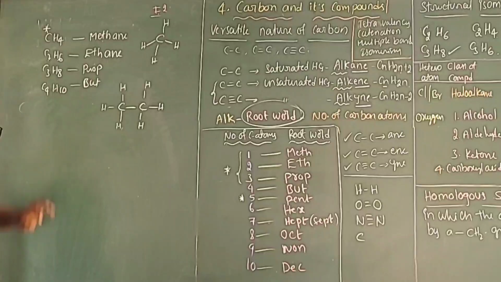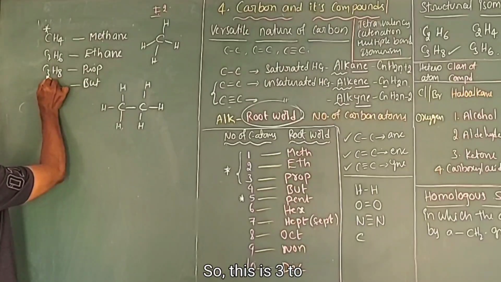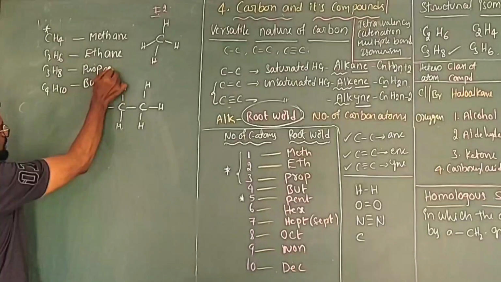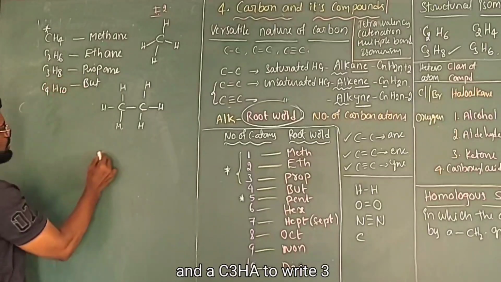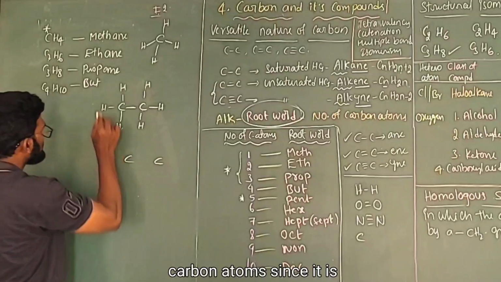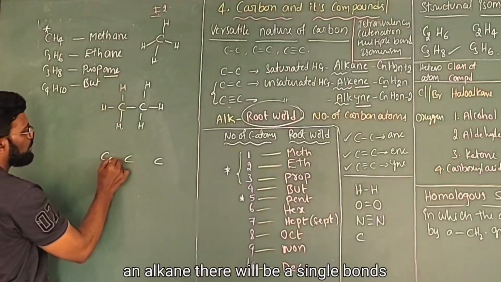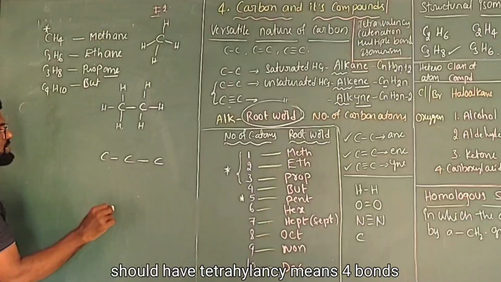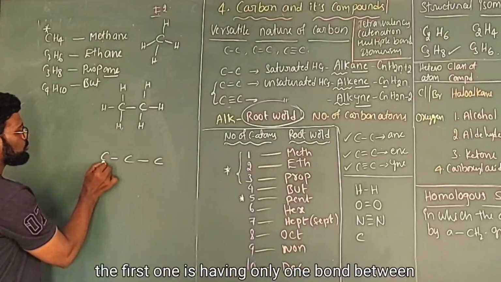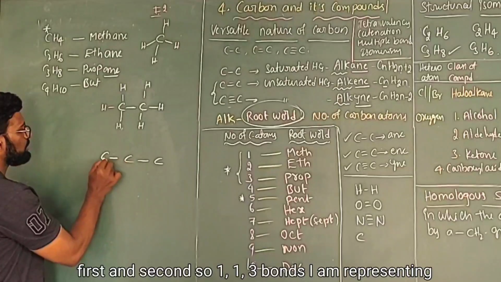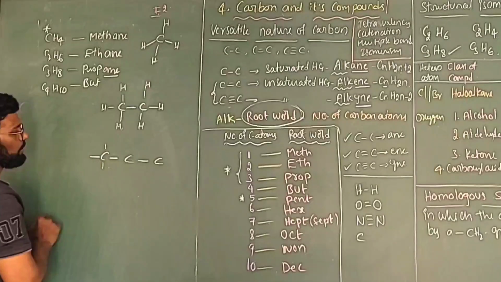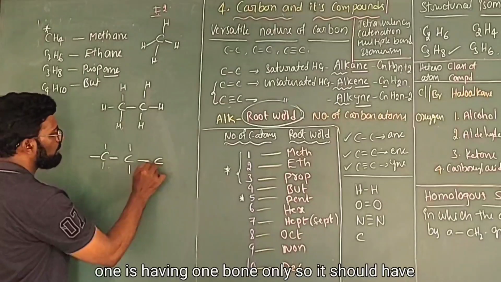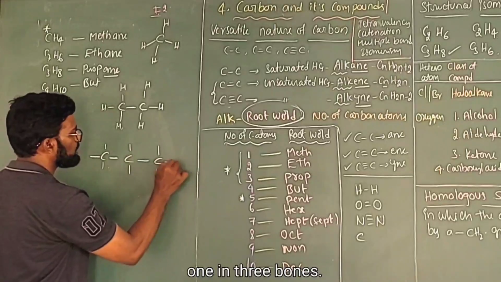Next, C3H8. So this is 3 2s are 6 plus 2, 8. 8 hydrogens are there. So it is also an alkane, and in C3H8 you write 3 carbon atoms. Since it is an alkane, there will be single bonds between the carbon atoms. Now each carbon atom should have tetravalency, meaning 4 bonds. The first one has only 1 bond between first and second, so the remaining 3 bonds I am representing here. The second one has 2 bonds, so 2 more bonds I am representing here.